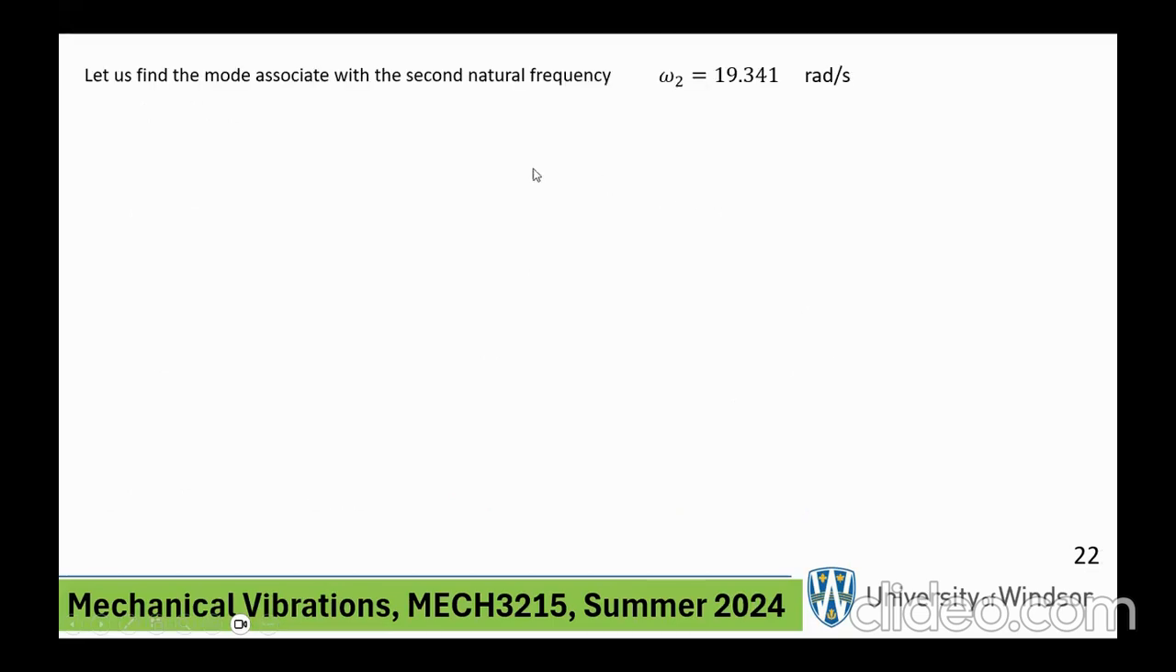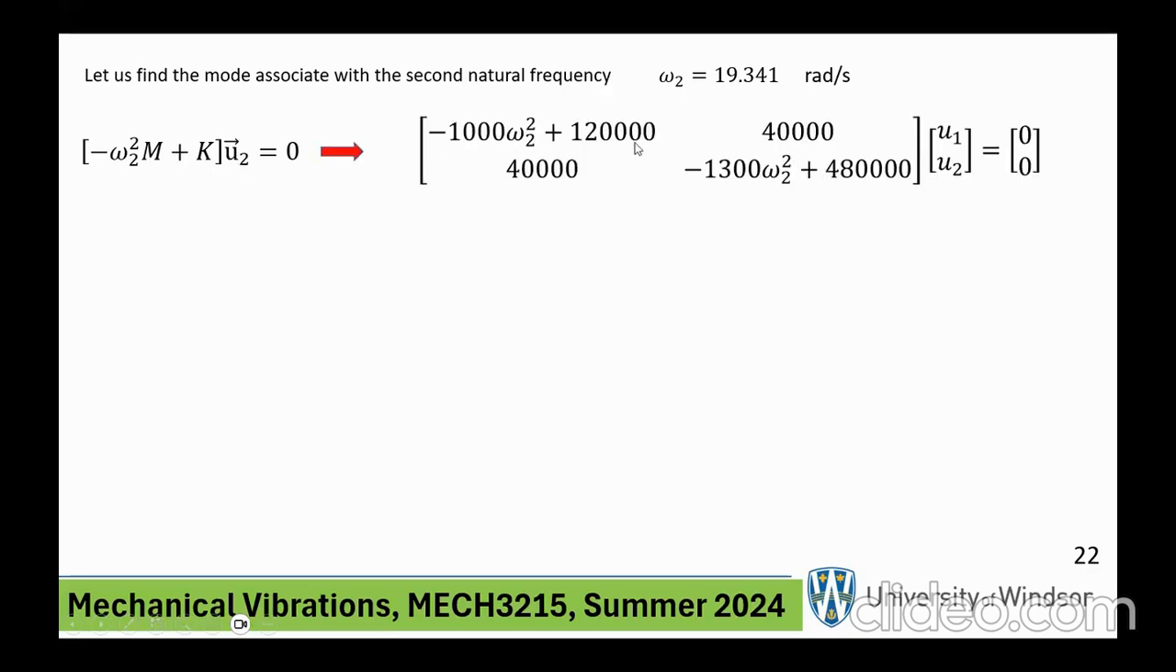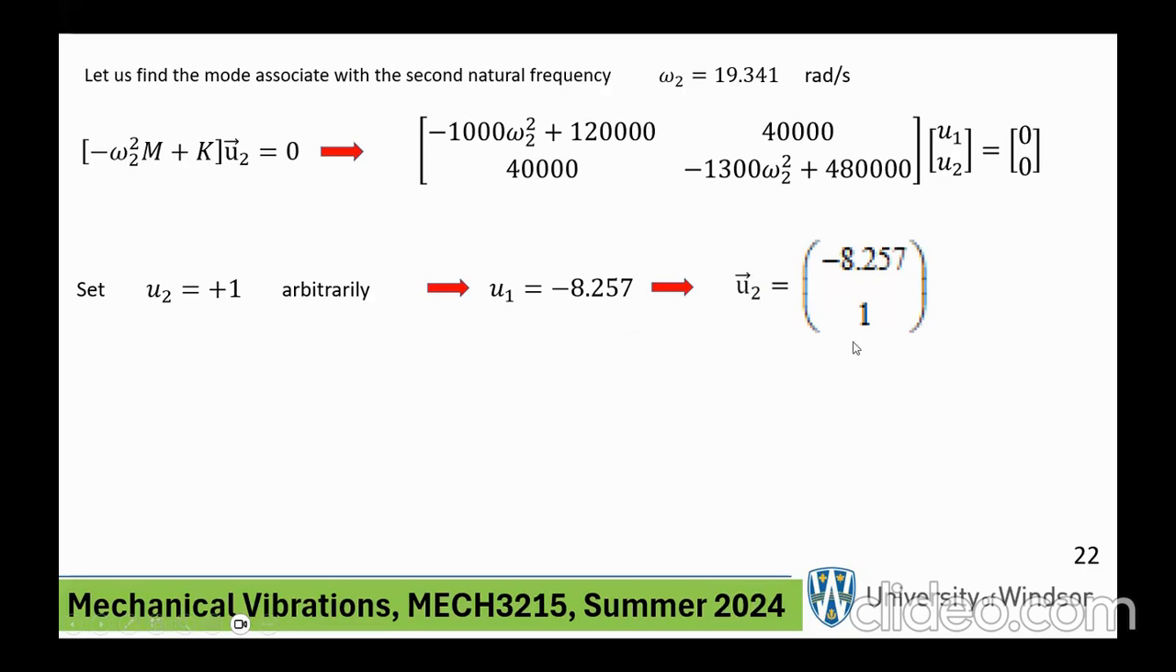And again, now you take omega equal to 19.341, solve this equation, plug in your numbers, arbitrarily set U2 equal to 1, find U1, and there is the mode shape associated with the frequency 19.341 rad per second.